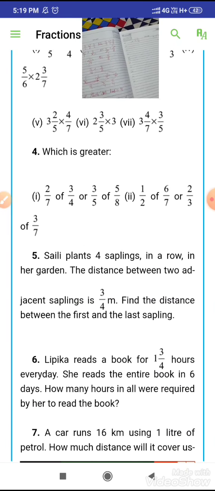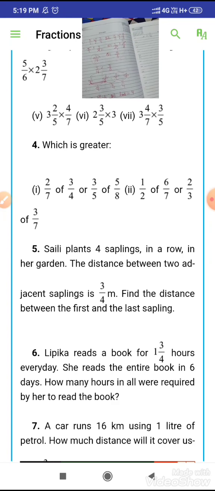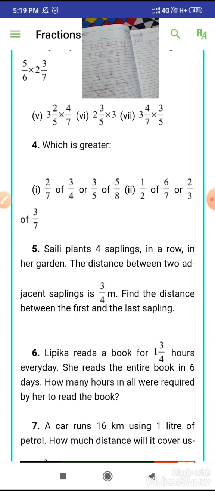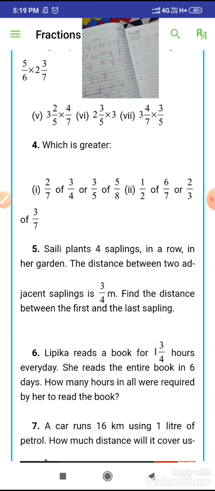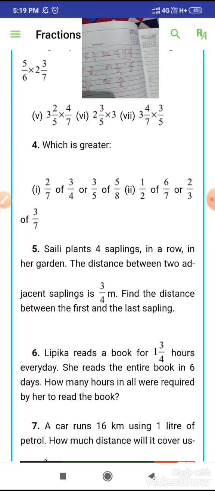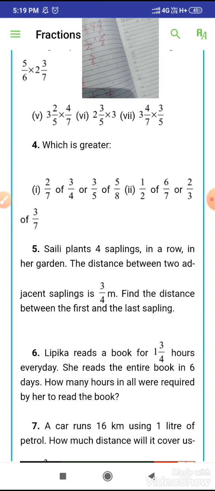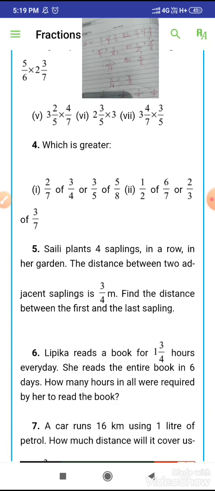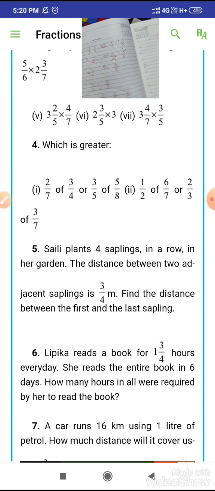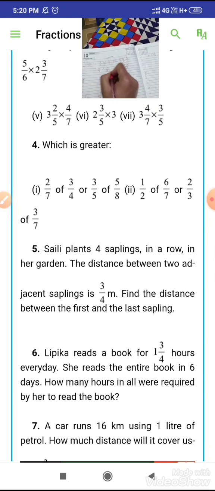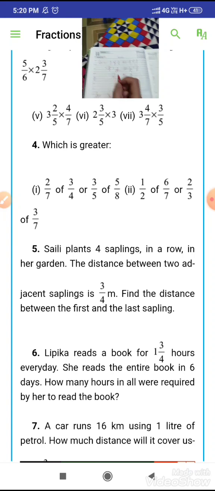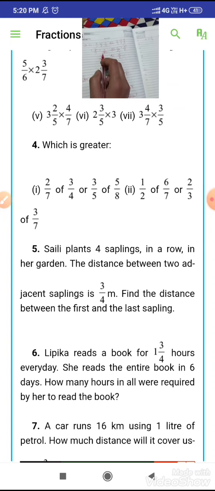Now move to question number 4, and question number 4 is which one is greater. In part first, we have to find 2 upon 7 of 3 upon 4 or 3 upon 5 of 5 upon 8. First we write 2 upon 7 multiply by 3 upon 4 because we all know that of means multiplication, or 3 upon 5 multiply by 5 upon 8. In the left side of OR, 2 and 4 are the two numbers that appear in the table of 2, so they can cancel out by 2.